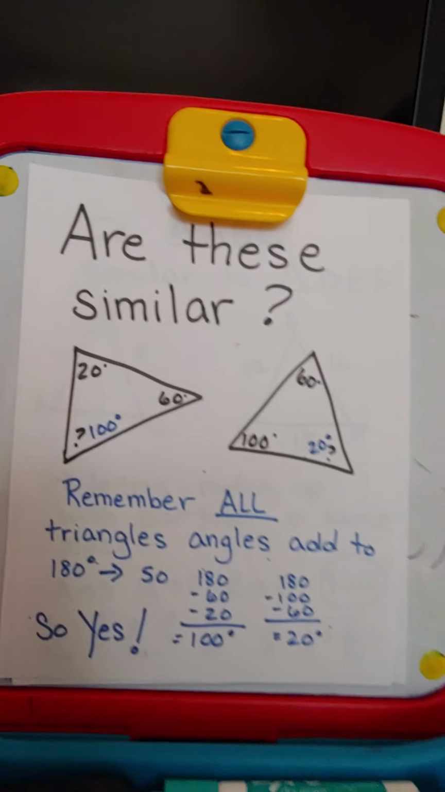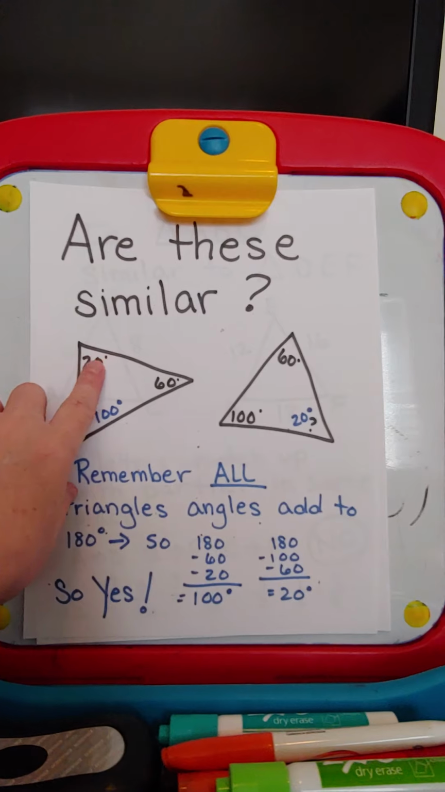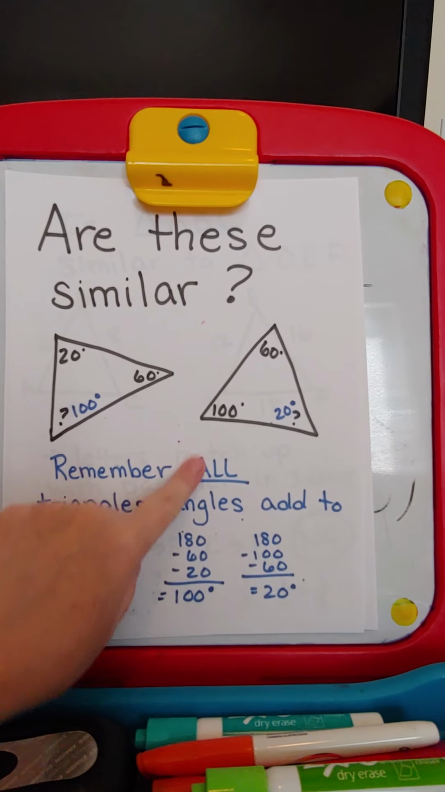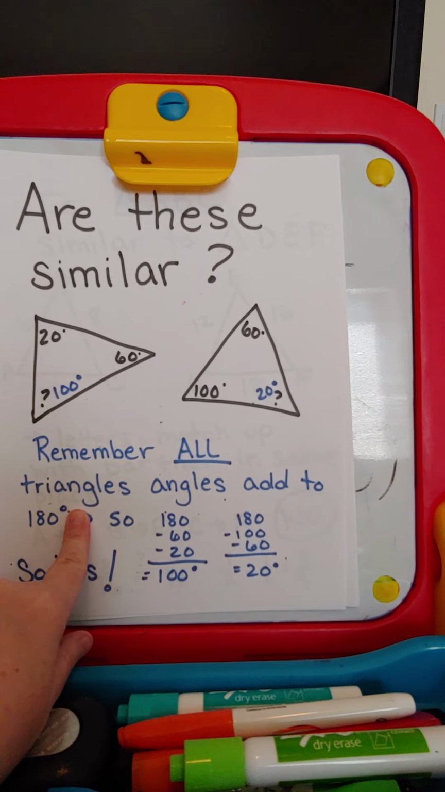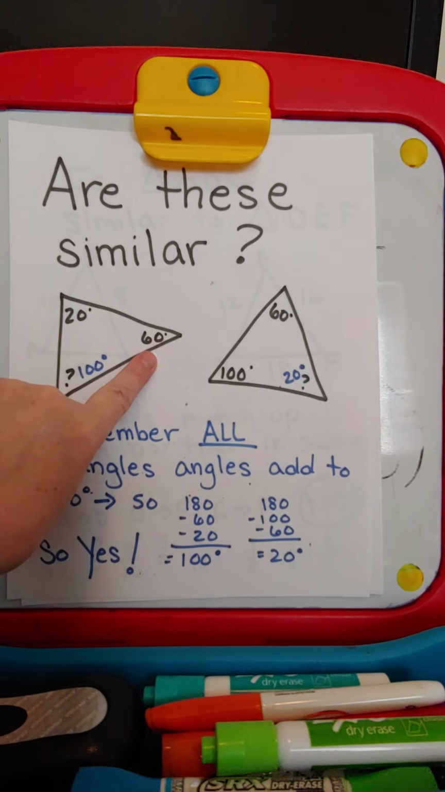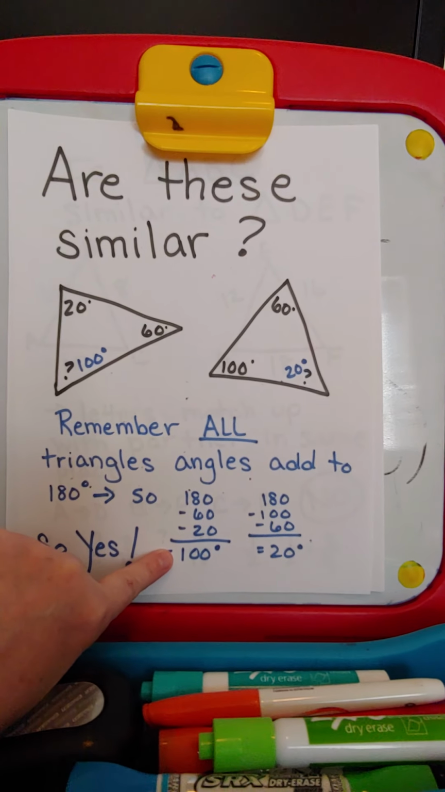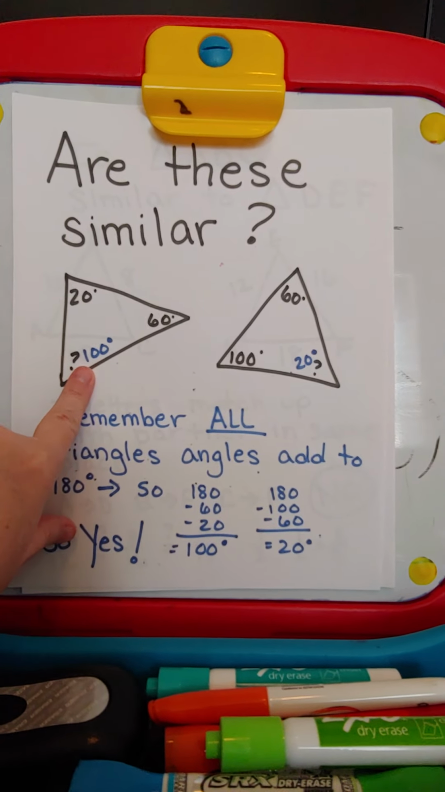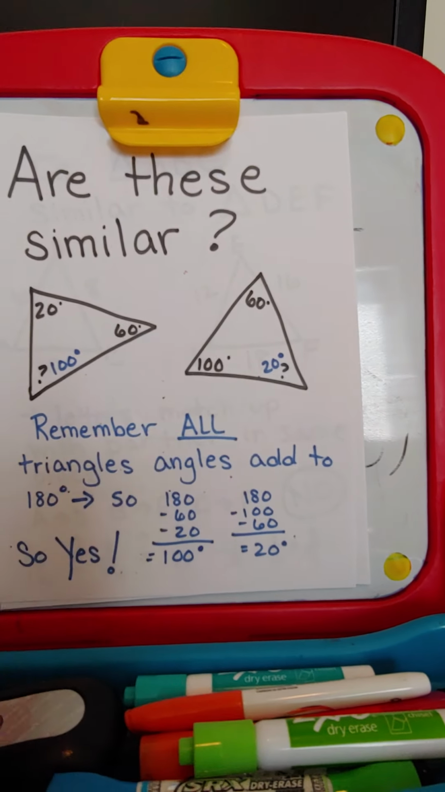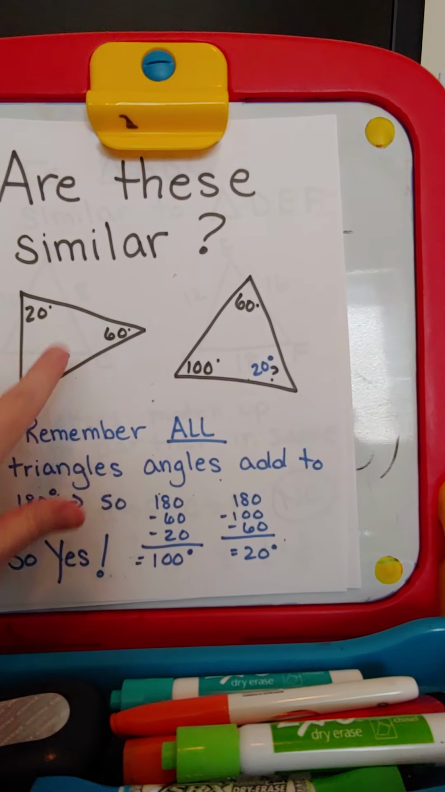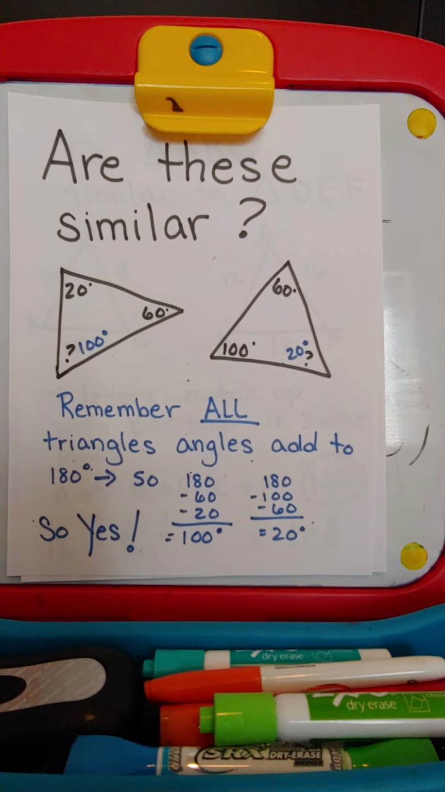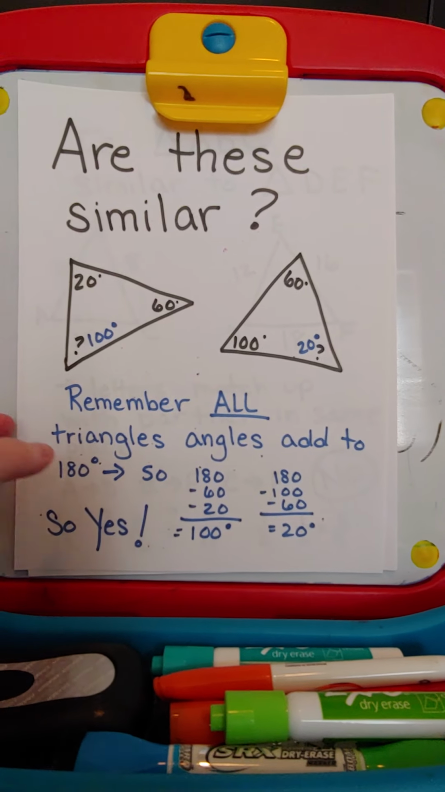So let's look at these 2 triangles. Are they similar? In the first triangle, I was given the angles 20 and 60. In the second one, I was given 60 and 100. So remember that all triangles' angles add up to 180. In the first triangle, 180 minus 60 minus 20 gives me 100. On the second triangle, 180 minus 100 minus 60 gave me 20. So this proved that I have 20, 60, 100 in both. Yes, based on their angles, angle, angle, angle, these triangles would be considered similar.